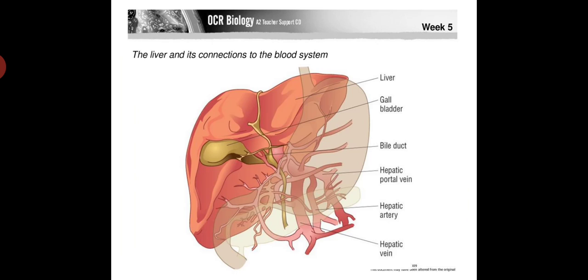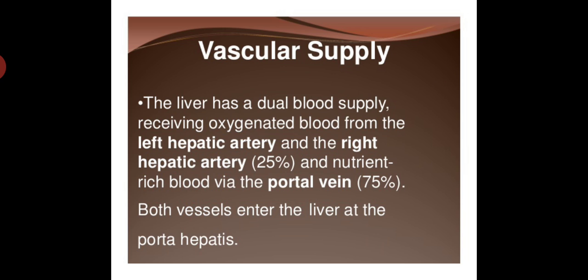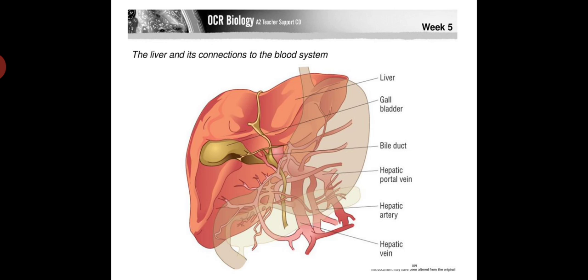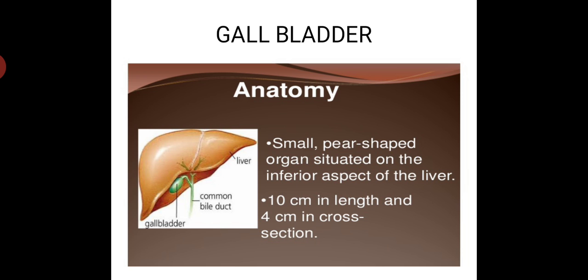Coming to the other anatomical features of this liver, almost the same features as in the previous slide. Here also you can make out the largest lobe, that is the right lobe, and the gallbladder here, and then the bile duct, hepatic portal vein, hepatic artery, hepatic vein. So these are some other important features in this slide. The gallbladder is a small pear-shaped organ situated on the inferior aspect of the liver. It is about 10 centimeters in length and 4 centimeters in cross section.